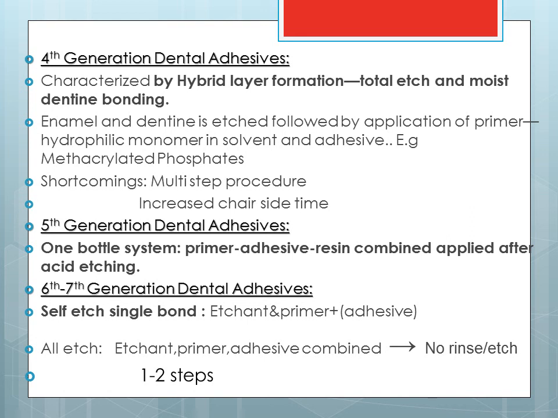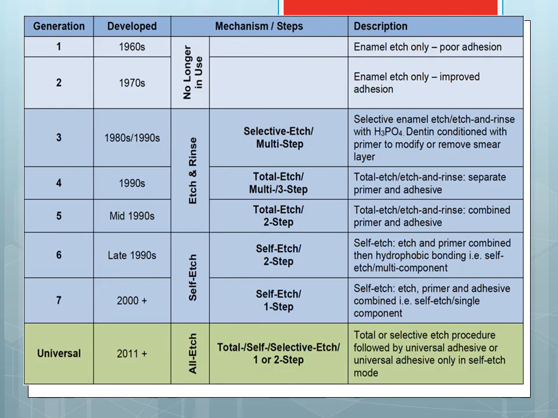In this you don't have to rinse it, you don't have to etch it. So again, both these sixth and seventh generation, the advantage was that there are less steps. So the self etch single bond, you etch first and then you apply the primer and adhesive, and in all etch, all of the three components are combined. As you can see, this reduced the steps at the chair side, it made it simpler.